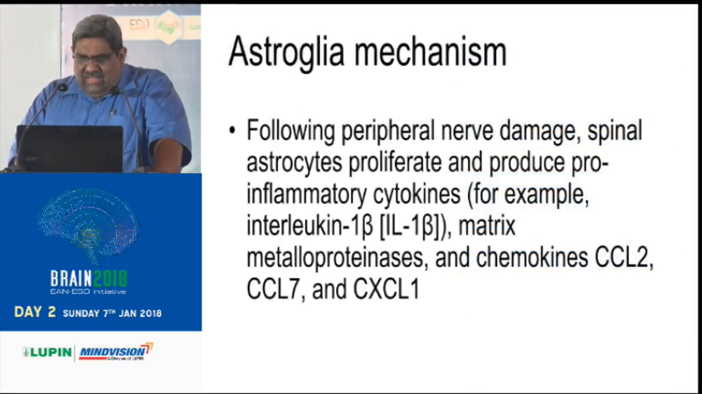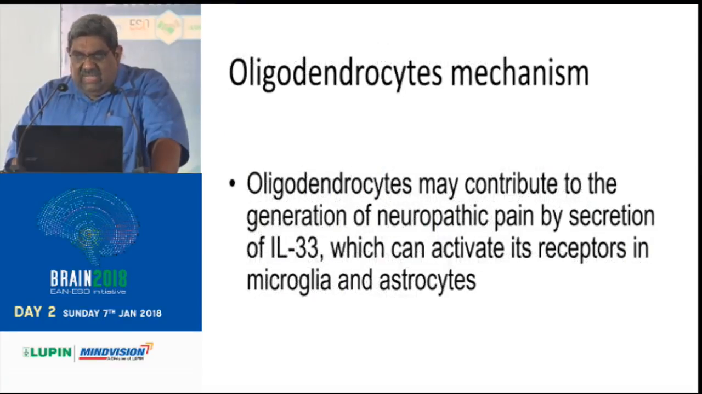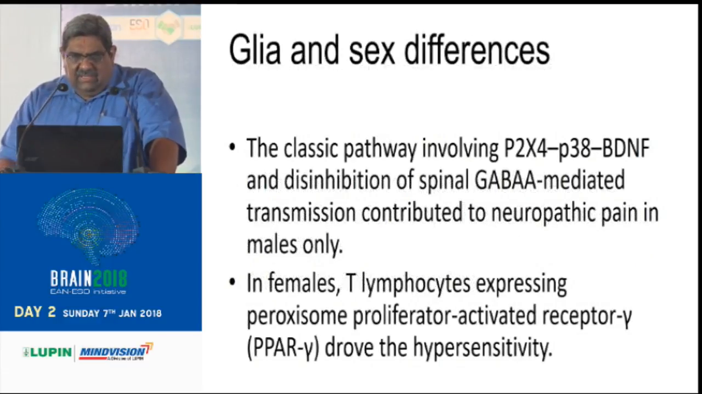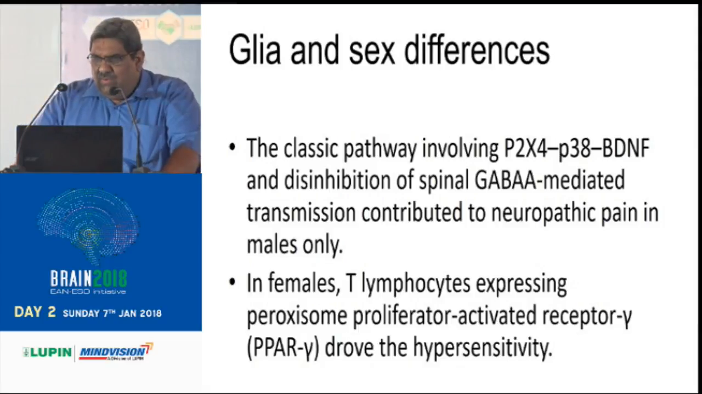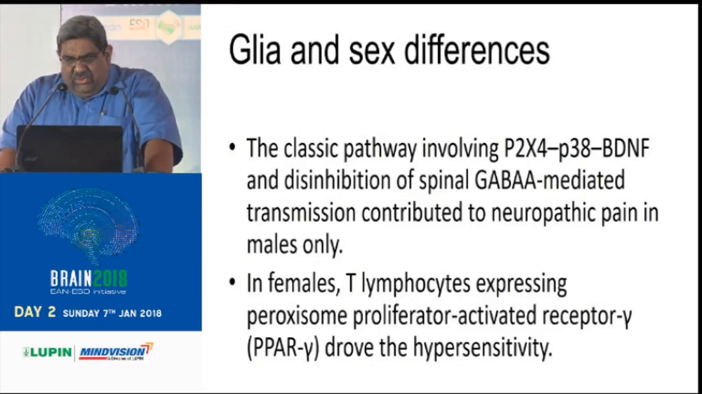And the astroglia act through the interleukins as well as the chemokines like CCL2, and oligodendrocytes act through IL-33. So the microglia, the oligodendrocytes, as well as the astroglia all have roles in the genesis of neuropathic pain. As I told you, even for glia there are sex differences. The classical pathway involving P2X4, p38 and BDNF, and disinhibition of spinal GABA-mediated transmission contributing to neuropathic pain occurs only in males because of genetic differences. And second, in the females, T lymphocytes expressing PPAR gamma drive the hypersensitivity.